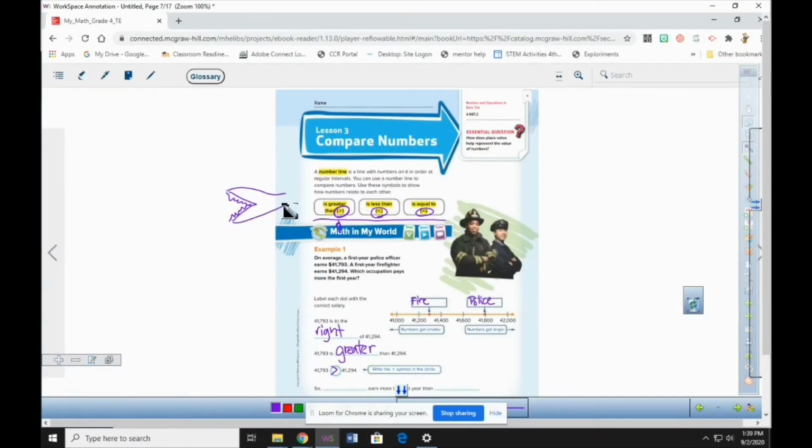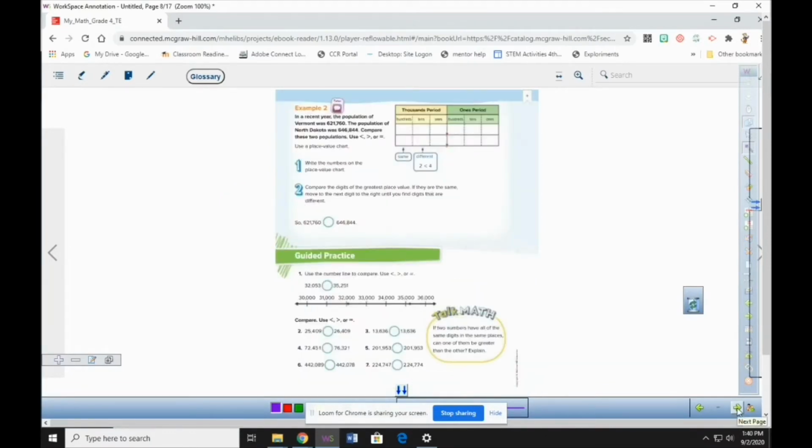So, since we know which one is greater, we can say that the police earn more per year than the firefighters. Example 2. In a recent year, the population of Vermont was 621,760. The population of North Dakota was 646,844. Compare these two populations. Use less than, greater than, or equal to.